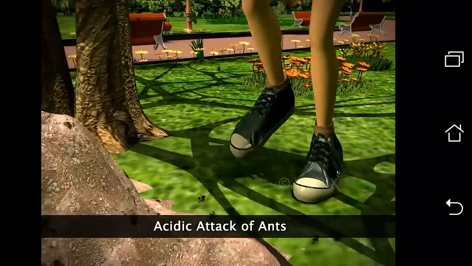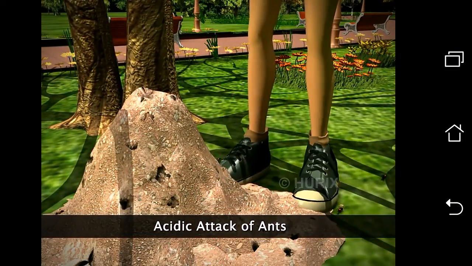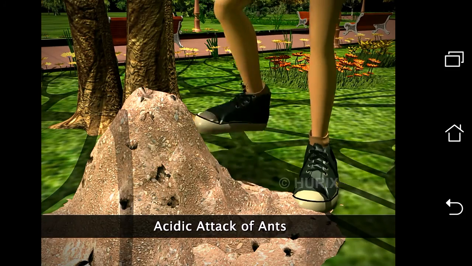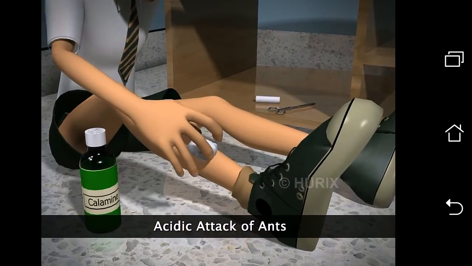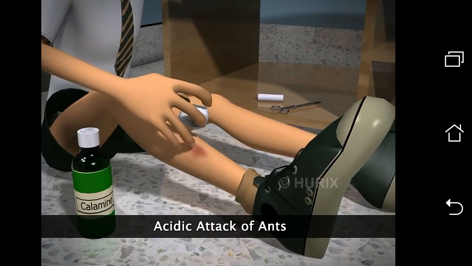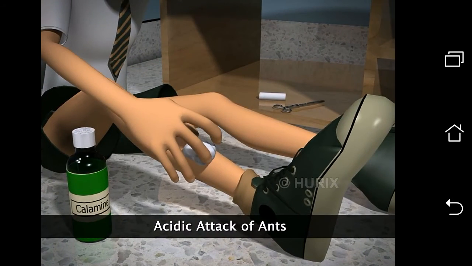When ants bite us, formic acid enters the skin and causes itching. We can apply calamine, a solution of zinc carbonate, to the affected region to reduce the itching.